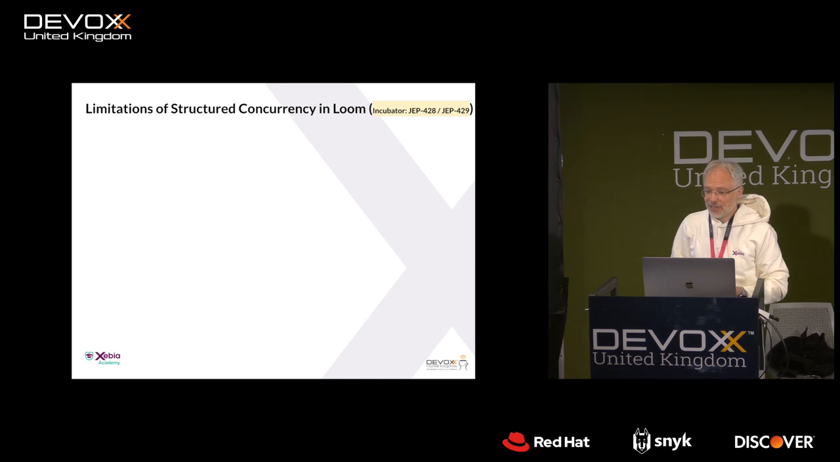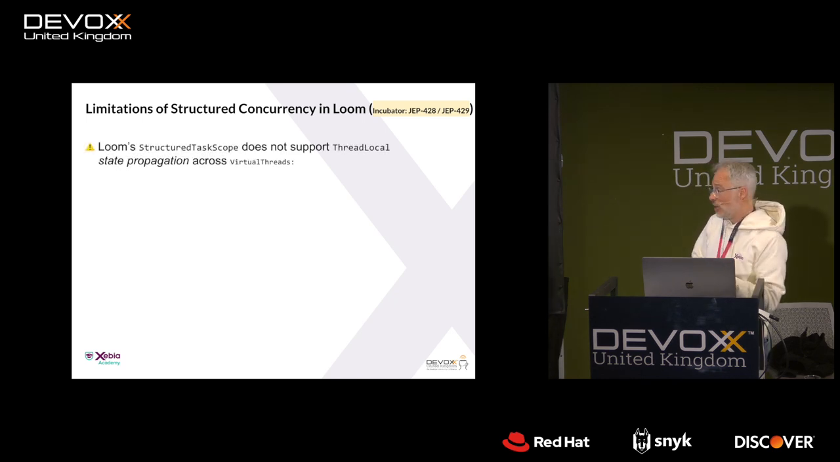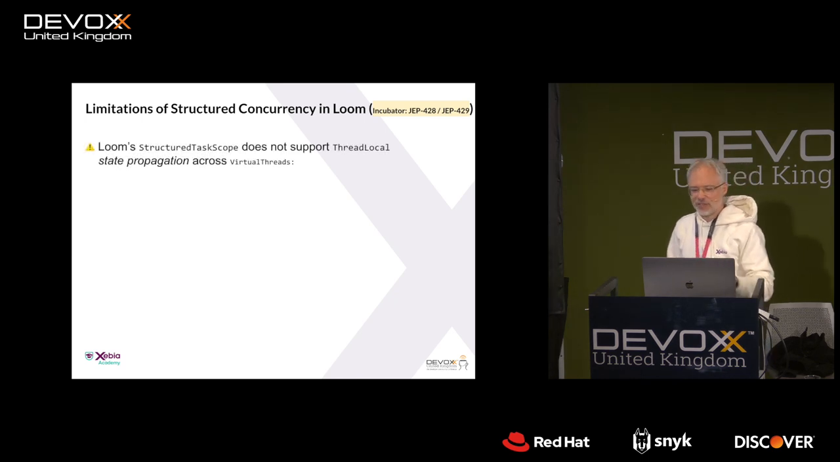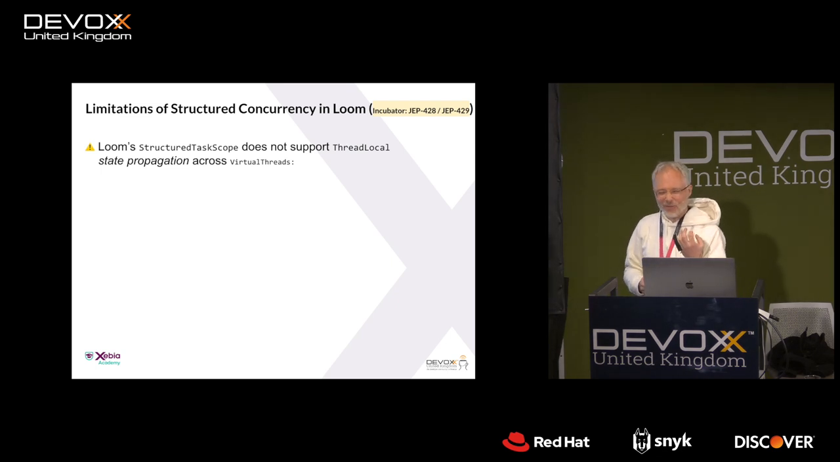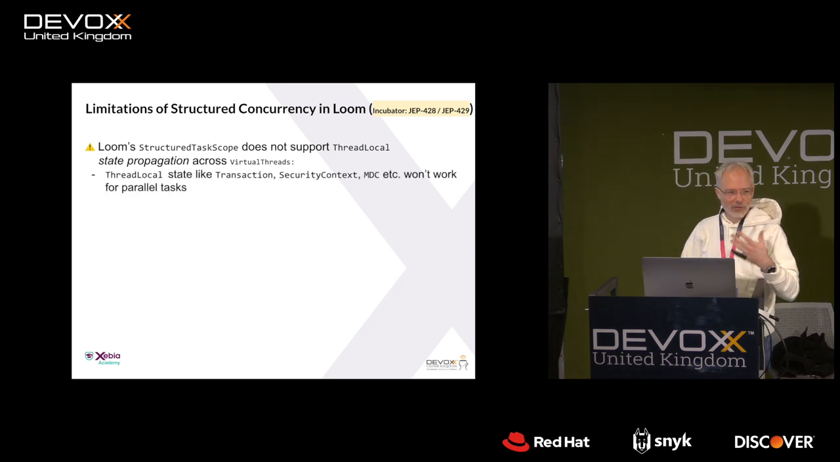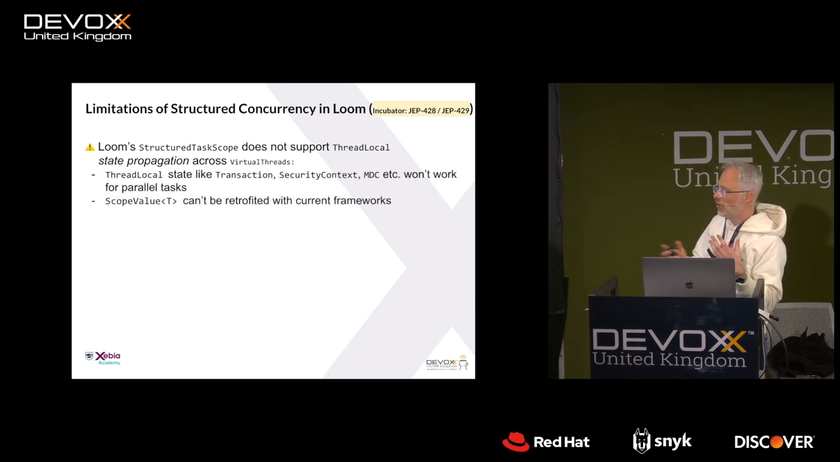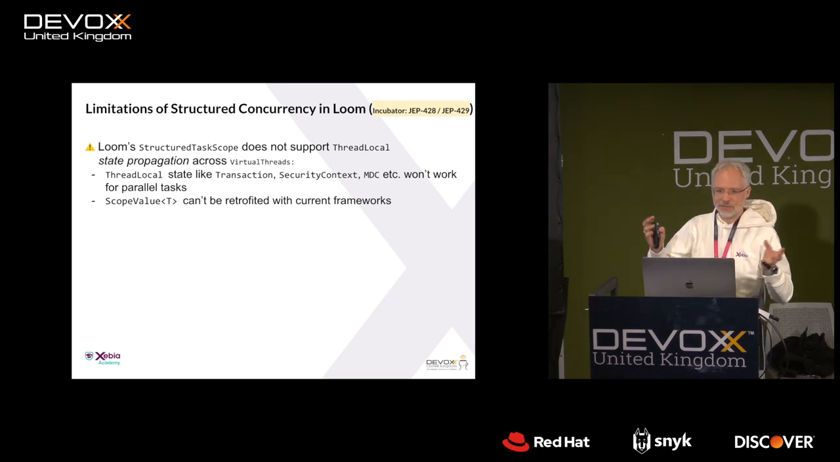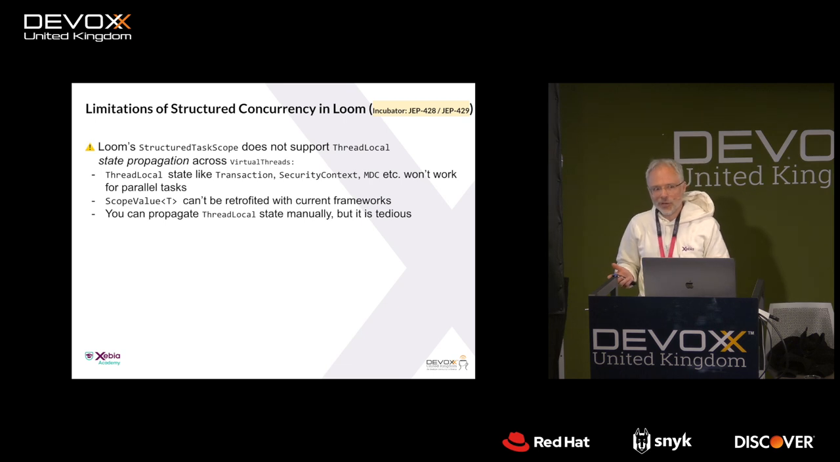Having said that, we've seen that Loom, at least especially the newer chapters, is not perfect. We have this StructuredTaskScope that doesn't work well with these contexts. That's something that's still not really, really solved. So we have no thread local support. You can use scope values, but they don't work together with other stuff. You can propagate thread locals yourself if you want.